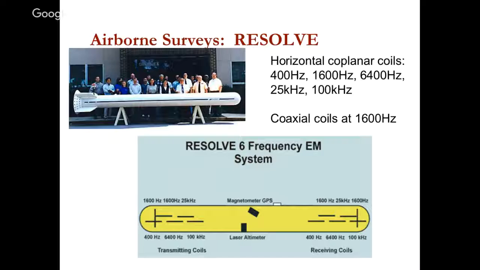400, 6400, 100 kilohertz. Different frequencies see deeper. So the idea is that you collect enough of this data and you can get a probing of what the near surface of the Earth is.